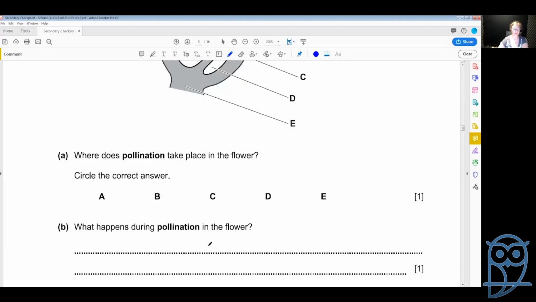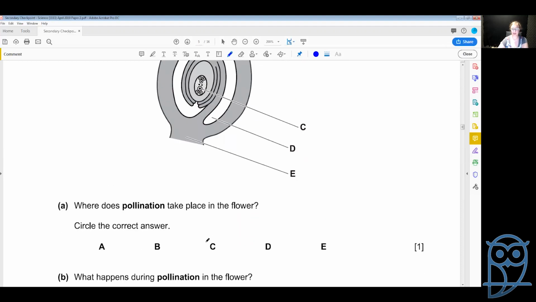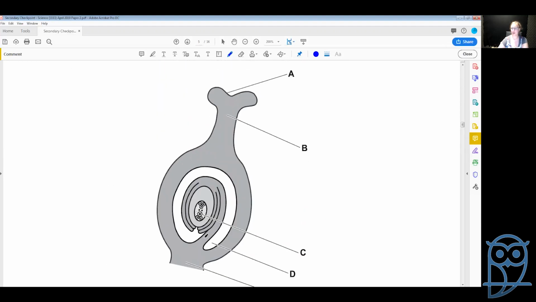So, where does pollination take place in the flower? So pollination is the moment when pollen from the male part of the flower sticks to the female part of the flower. So pollination takes place over here. Fertilization takes place in here. So this would be fertilization, number C.